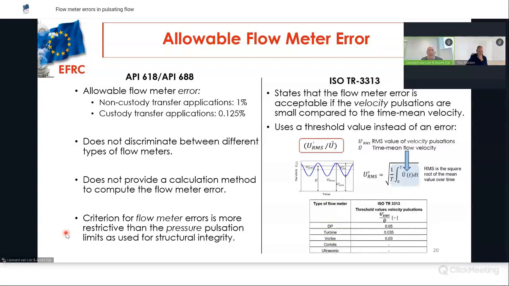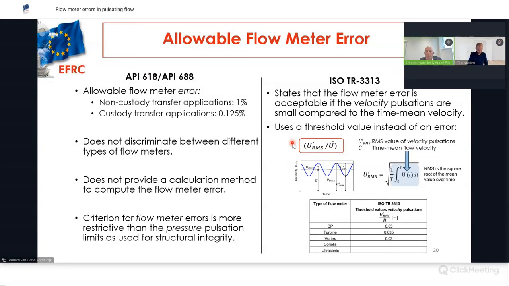Another guideline is the ISO technical requirement 3313, and that states that the flow meter error is acceptable if the velocity pulsations are small compared to the time mean velocity. And that standard uses a so-called threshold value instead of an error. The equation for the threshold value is given here.